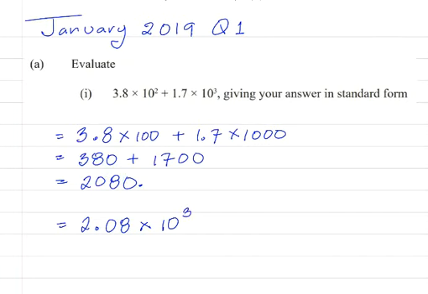So the answer is 2.08 times 10 to the third power. 2.08 times 10 to the third power, and this is our answer written in standard form.